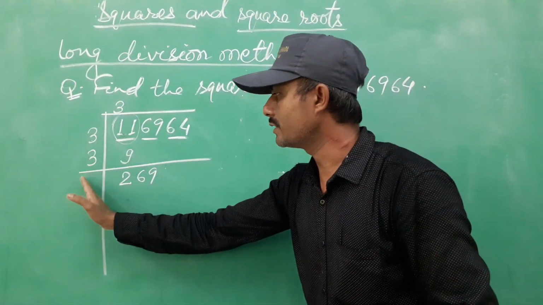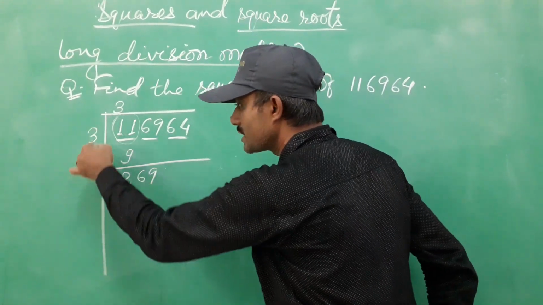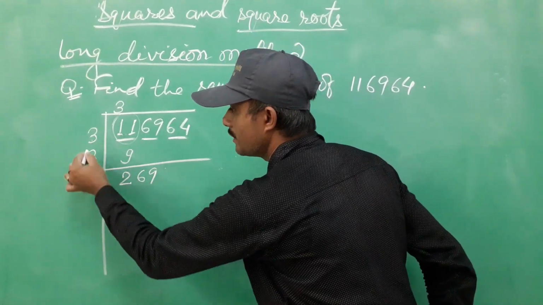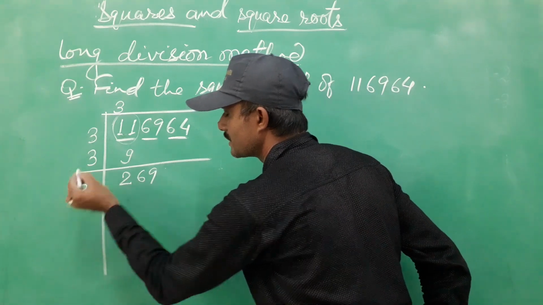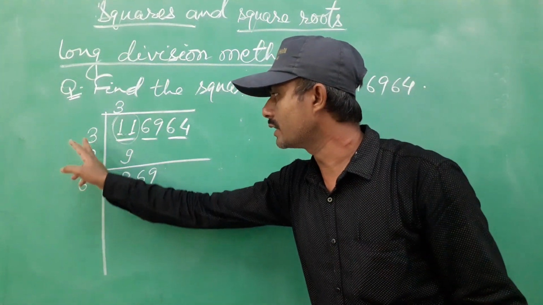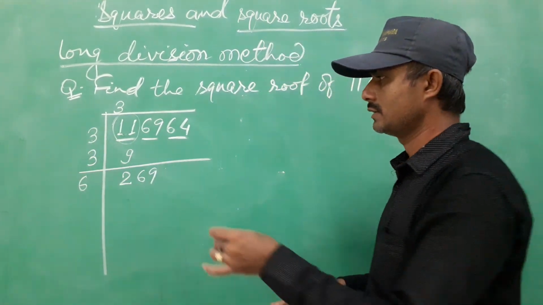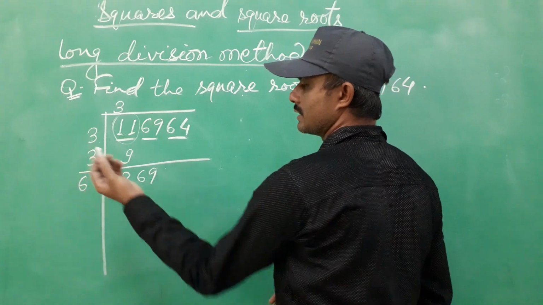Now next, for the dividend, just add these two. 3 plus 3 is 6. Always we have to add the new digits which we are using. Add them. So 3, 3, 6.